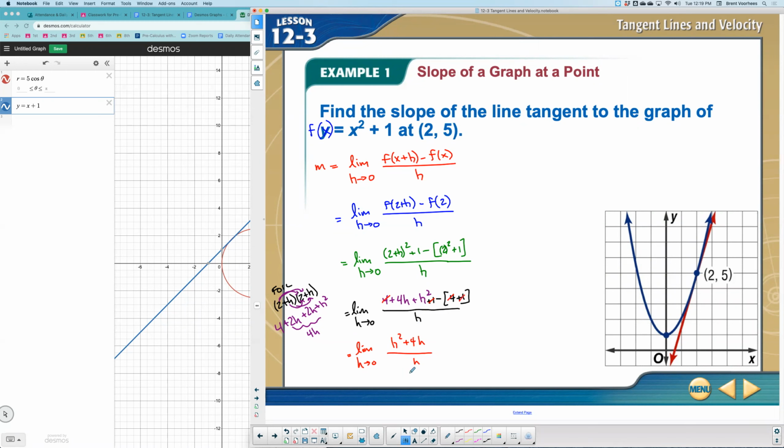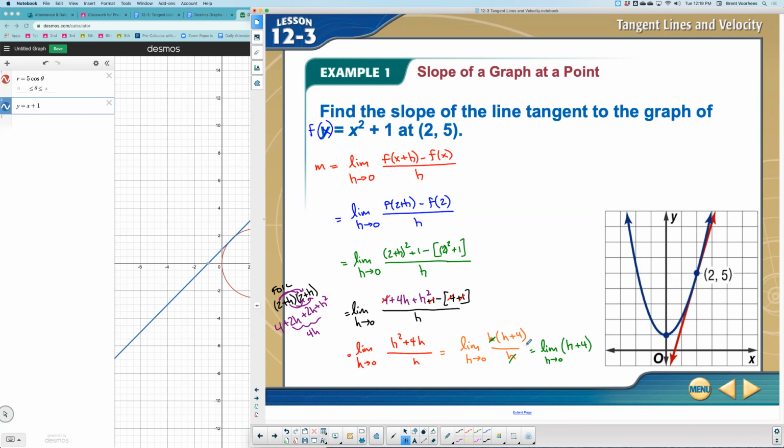There we go. And so now if I solve this by factoring, we could say that this is equal to the limit as h approaches 0. What I'm going to do here is a GCF. In the numerator, we have an h that's common. So it'll be h times (h plus 4) over h. And now I can say, okay, these h's simplify with one another. So this is equal to the limit as h approaches 0 of h plus 4.